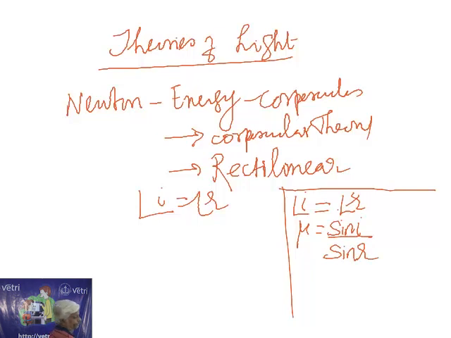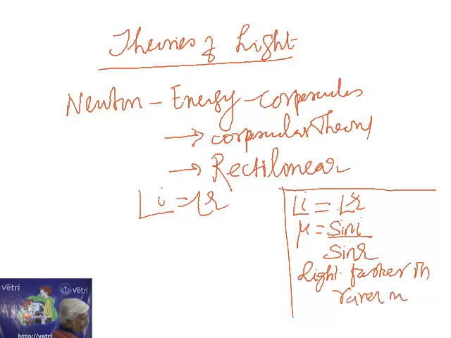The third one: light moves faster in a rarer medium than in a denser medium. That means C1 is greater than C2. What is C1? The velocity of light in the rarer medium is always greater than the velocity of light in the denser medium. We have to prove all these three. Two of these considerations were already proved by Newton. He proved angle i is equal to angle r, and mu is also equal to sin i by sin r.